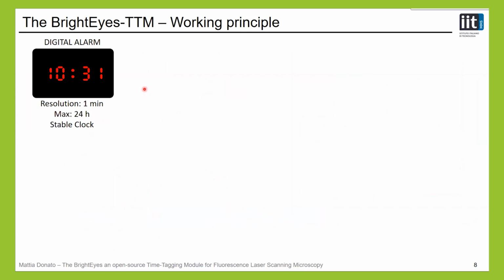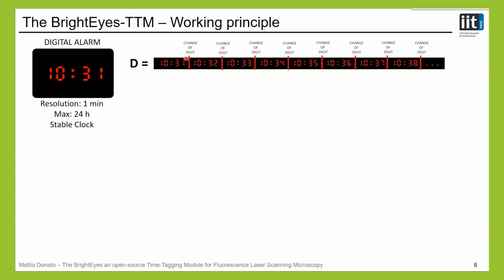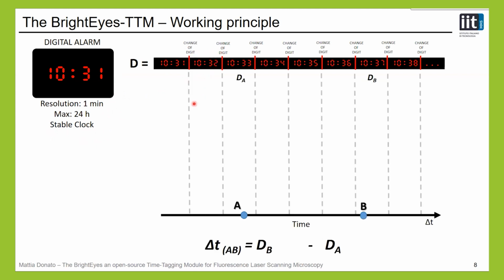Let's imagine that you have a digital alarm. A digital alarm has a resolution of 1 minute, a range that is usually 24 hours, and a really stable clock. It means that it doesn't lose minutes within a year, let's say. If you assume that it has a really stable clock, it means that the change of digit, which we assume here to be really sharp, is really constant. It doesn't change with time. The time interval between two changes of digit is constant. Of course, if you want to measure the time interval between two events, it is really trivial.